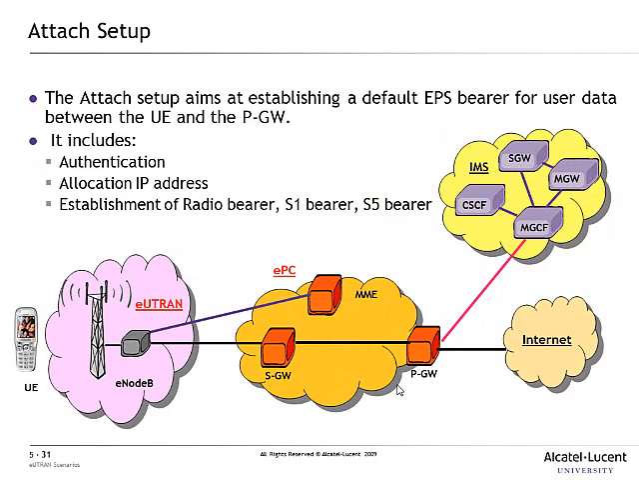Okay, so remember, after you set up an RRC, that's when you start doing an attach process. An attach process is where you're going to go beyond the E node B to communicate with the network. So this is where the attach process comes in. The attach aims at establishing an EPS bearer for user data. So we have something called a default EPS bearer.